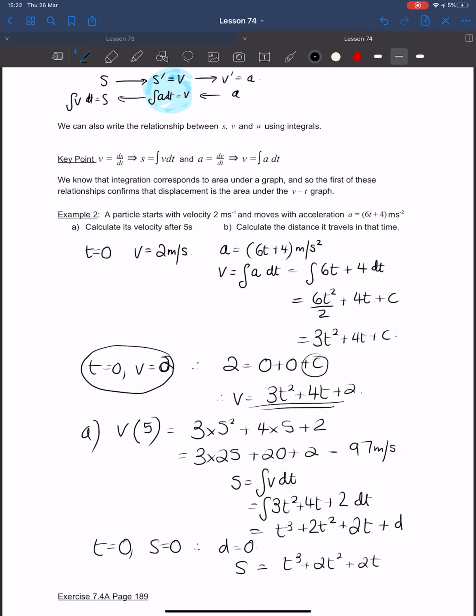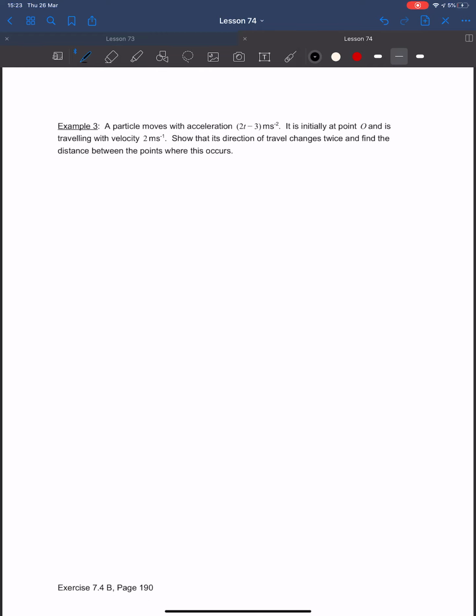And then what's it say? When t equals 5, s is equal to 5 cubed plus 2 times 5 squared plus 2 times 5. So it's 125 plus 50, 175 plus 10, 185. Okay. Right, next one.